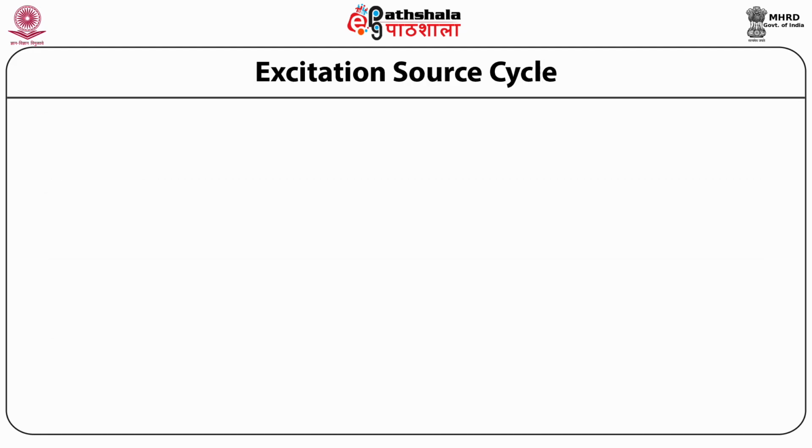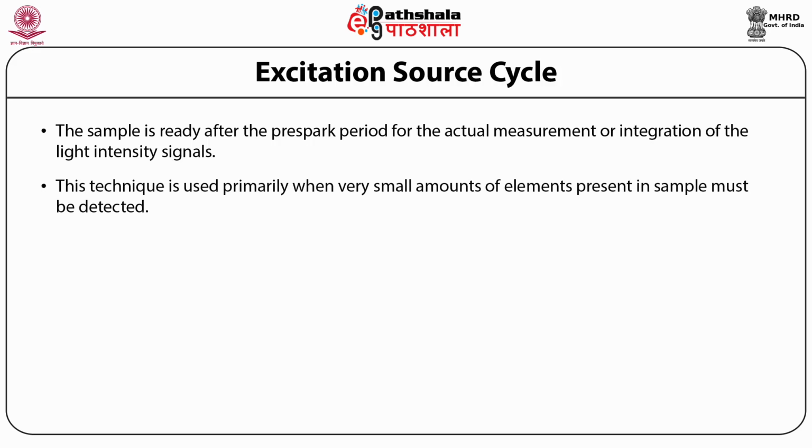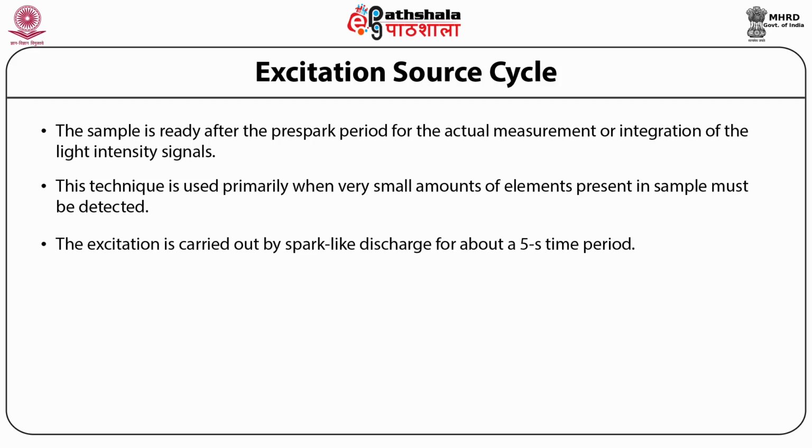Excitation source cycle. The sample is ready after the pre-spark period for the actual measurement or integration of the light intensity signals. This technique is used primarily when a very small amount of an element is present in the sample and it is important to detect it. The excitation is carried out by spark-like discharge for about a 5-second time period.